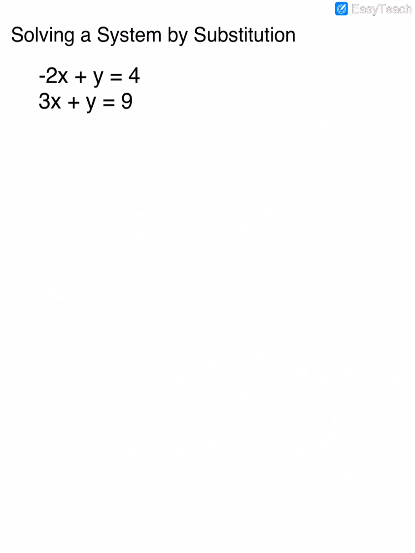Okay, here's another system that we're going to solve using substitution. Again, we need to isolate a variable. Well, it doesn't matter which one of these equations we isolate a variable in, because either one, it would be easy to get y by itself. So I'm just going to go with the bottom one, and I'm going to subtract 3x from both sides to get the y by itself. So that gives me y equals 9 minus 3x.